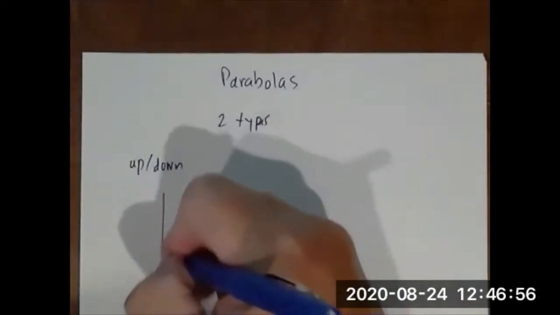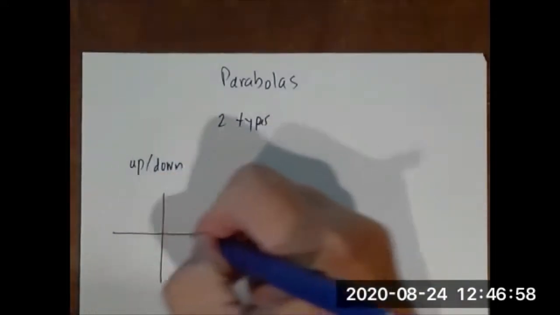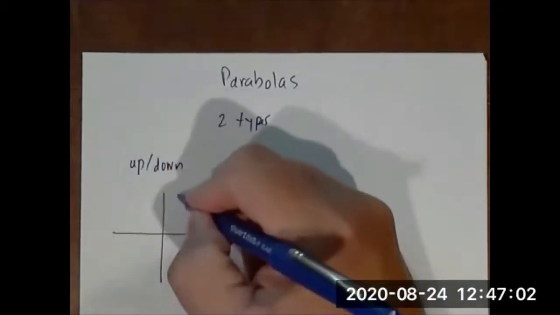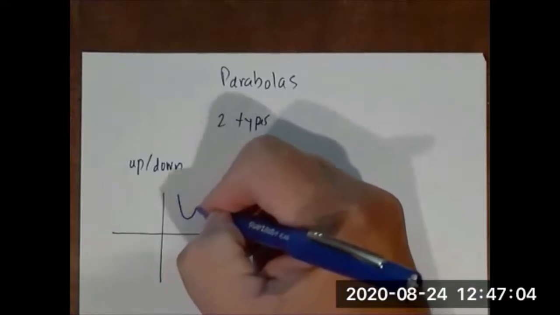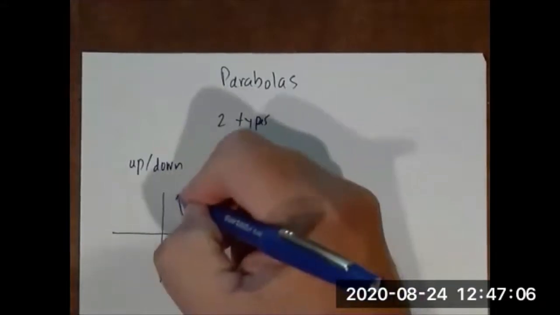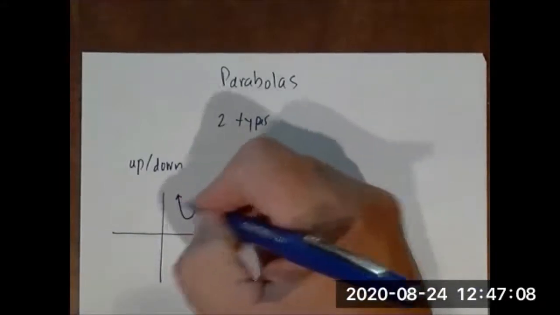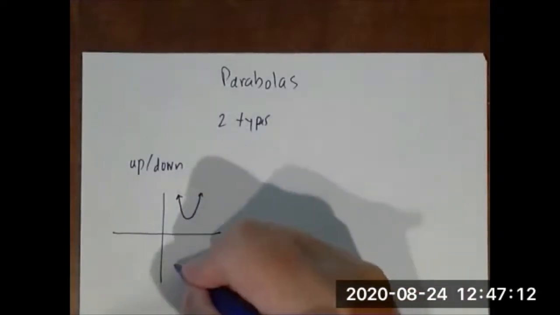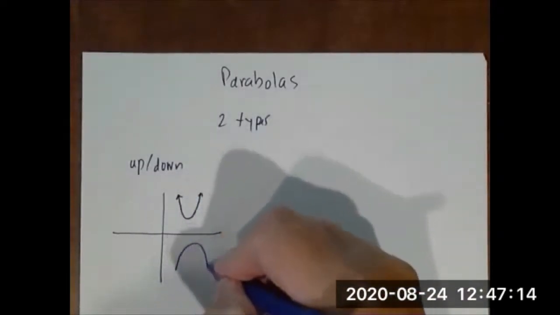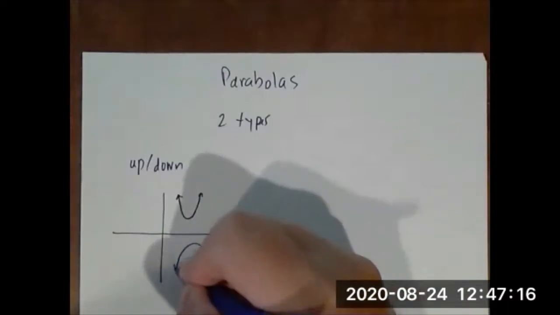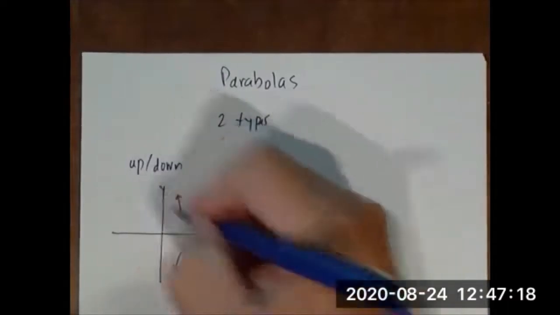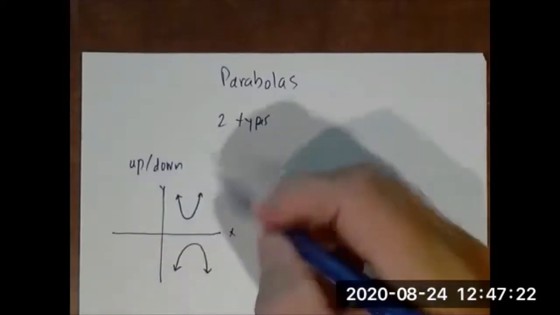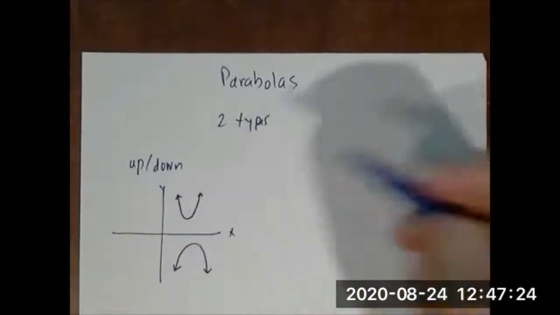Now, an up parabola looks sort of like a U, although it spreads out as it goes up. So this is an up parabola, it opens up. A down parabola would look like this. So we have what we call up or down parabolas, which either open up or open down.